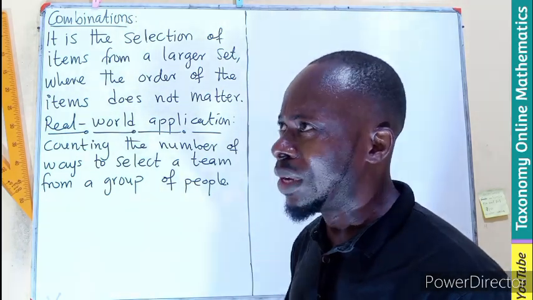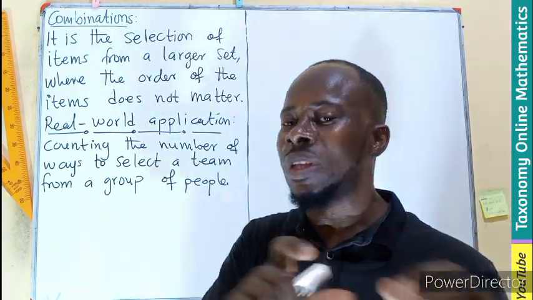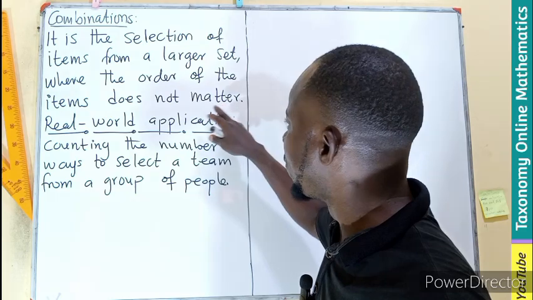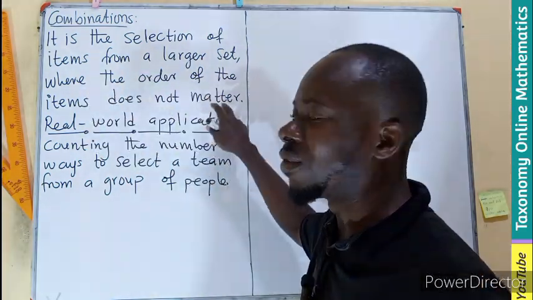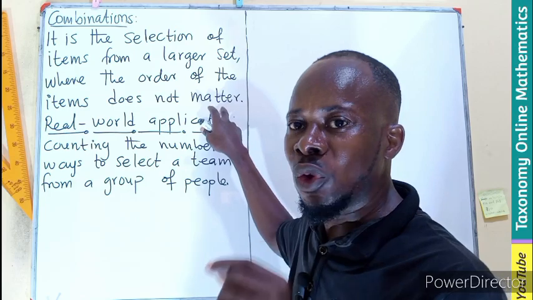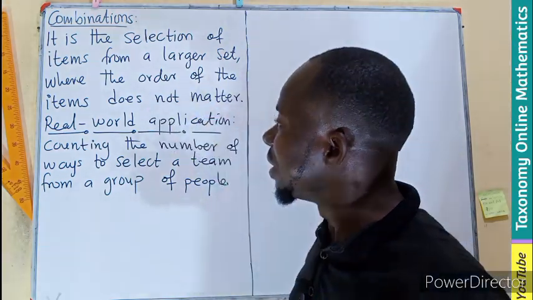Now, to begin with, we are going to start with permutation, based on the information here that says that the order of items does not matter. How do we explain that particular statement?